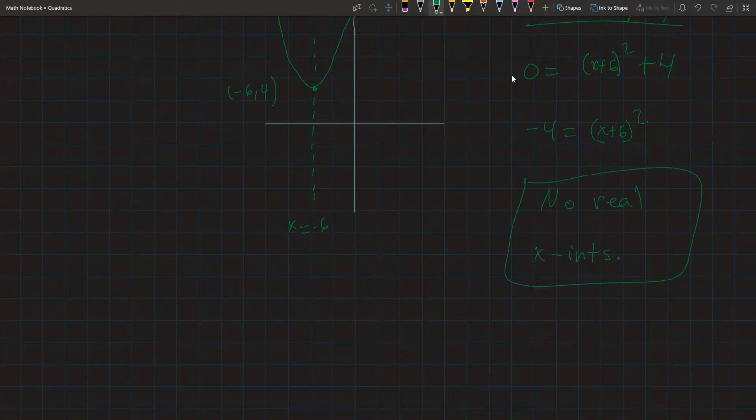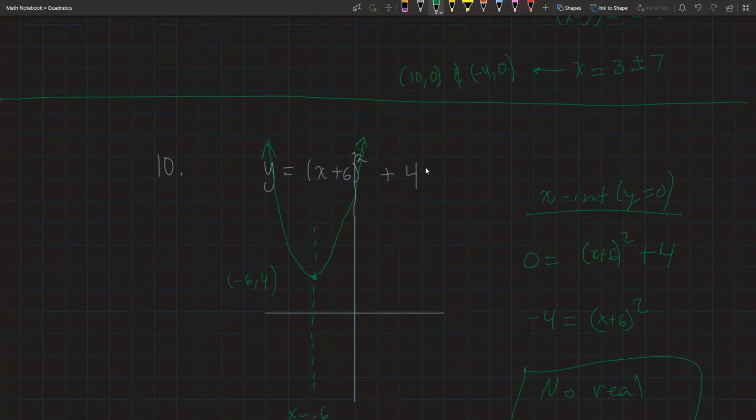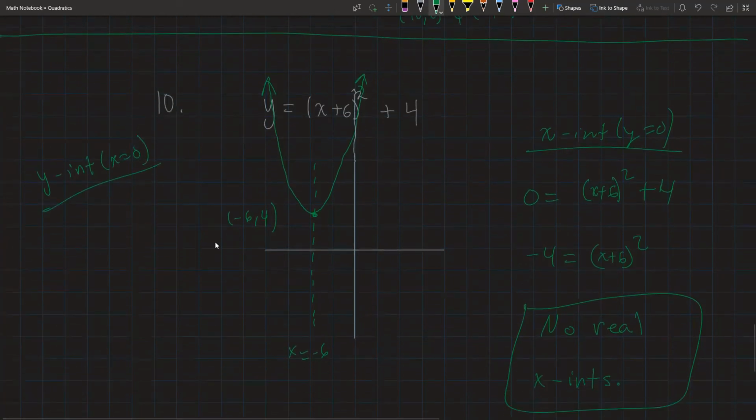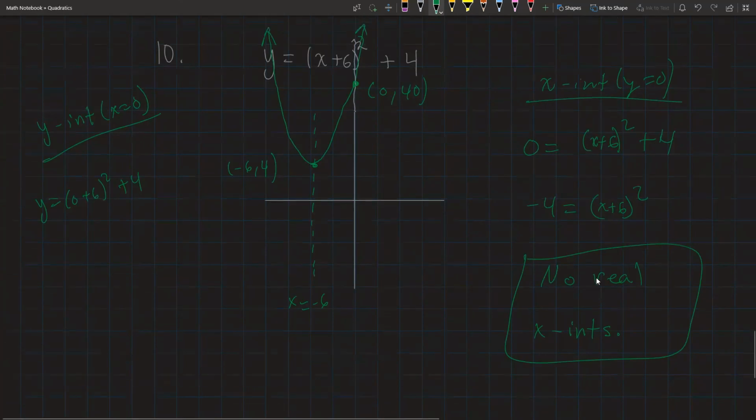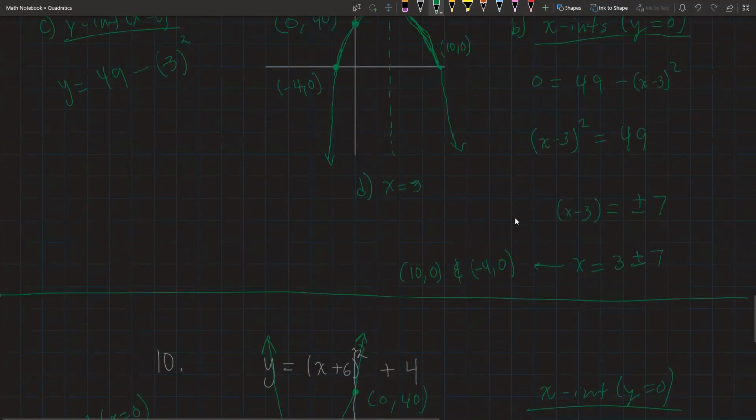No real x-intercepts. And the y-intercept, very easy to find. What do we know about the y-intercept? When x equals 0. When x equals 0, we're going to have y equals 0 plus 6 squared plus 4. Or 36 plus 4, which is 40. So (0, 40). We could still solve for that one. But I wanted to show this particular example. This is the last one because there are scenarios where there are no x-intercepts, and the algebra will confirm that.